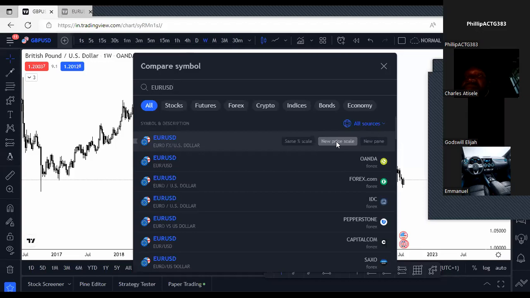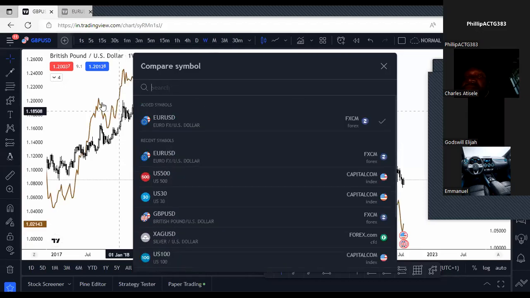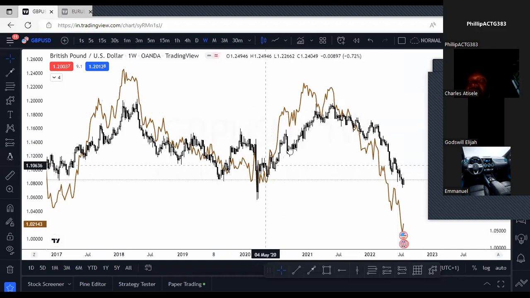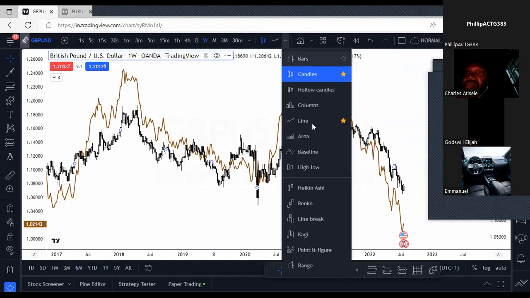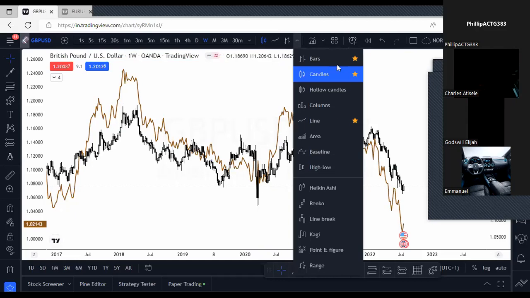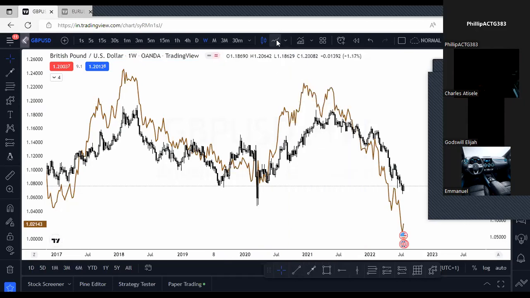Okay, so when you select new price scale, this is how it will look. And then you change your primary asset view. You change both of them to line chart. To change to a line chart, beside your time frames here, you will see this arrow where you have candles, bars, lines and all. You can click on the star to add them to your favorites. If I add bars now to my favorites, I'm going to have three here. So for easy access, just mark your candles and your line as favorites. So you change this one to your line chart.